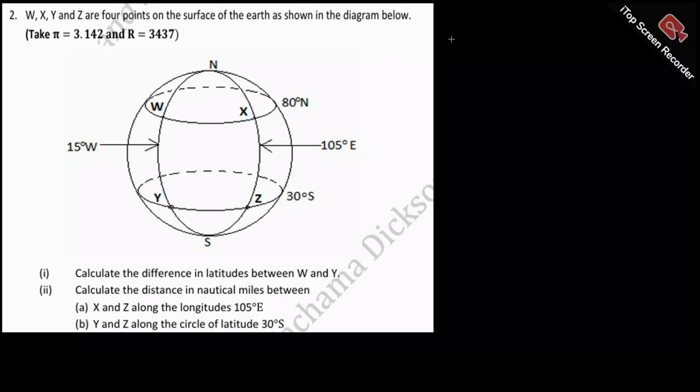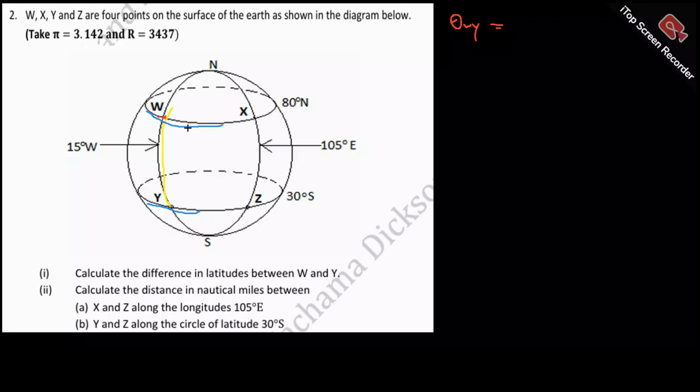Okay, so we're finding the difference between W and Y. It's going to be given by this point and this point. So they are in latitudes or longitudes? They are in longitudes. So what are we going to use? We're going to use the latitudes. That's how you find the difference. If they are in latitudes, you use the longitudes. If they are in longitudes, you use the latitudes. So in this case, it is in longitude, so we're going to use the latitude.